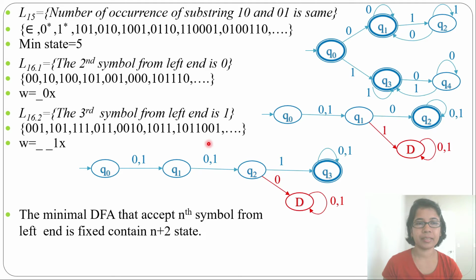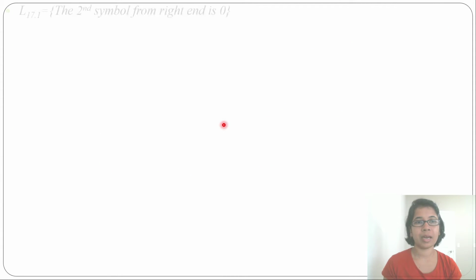Hi, in the last lecture we discussed how to design a DFA if some position from the left side is fixed. We did it for the second symbol from the left being 0 and the third symbol from the left being 1. Now we'll discuss how to design a DFA if some position from the right side is fixed. That was easy from the left side, but from the right side it is difficult, so focus.